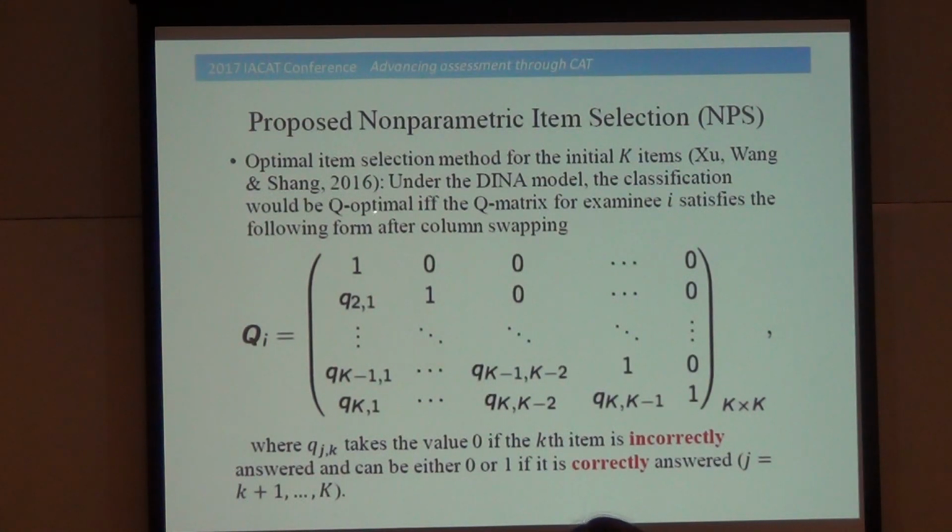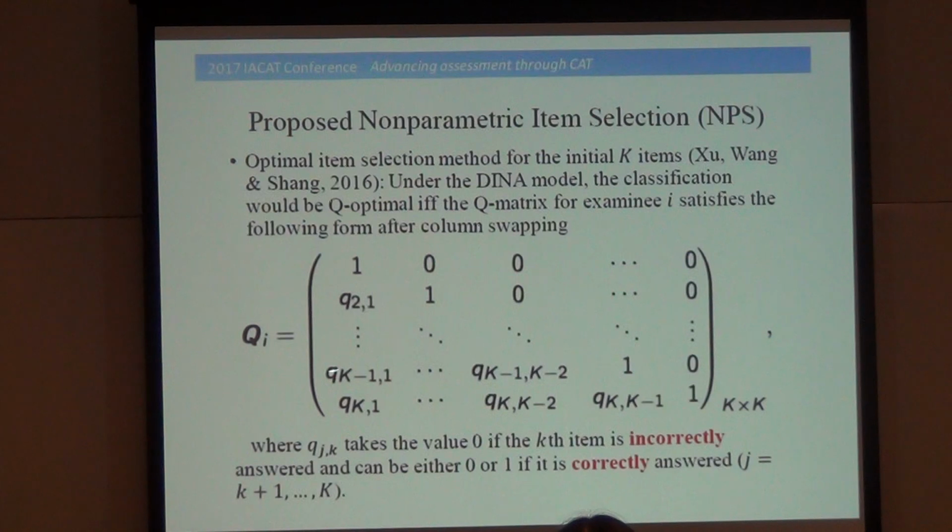In their article, it has been proven that under the DINA model, the classification will be Q-optimal if and only if the Q matrix for examinees satisfies the following form after column swapping. So in this rule, the first item has to be a single attribute item, and the second item can measure one more attribute. And the attribute measured by the first item has to take the value 0 if the first item is incorrectly answered, and can be either 0 or 1 if the first item is correctly answered.